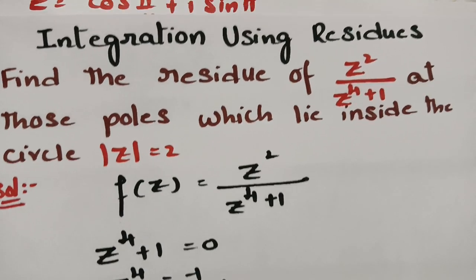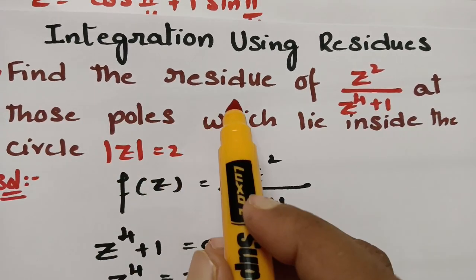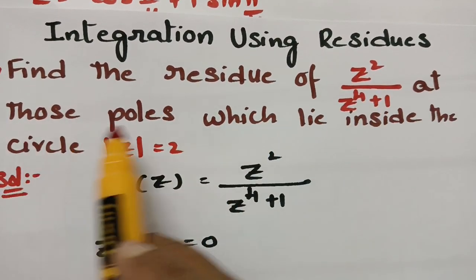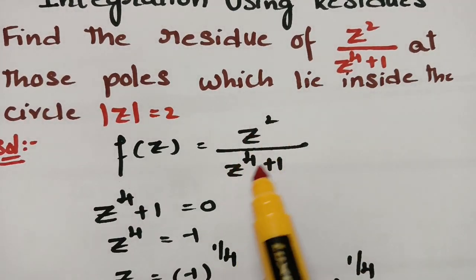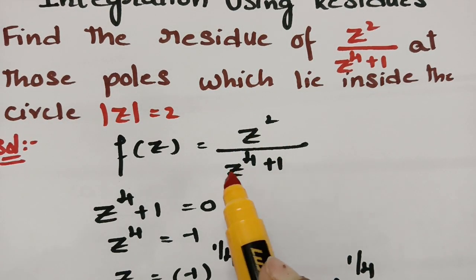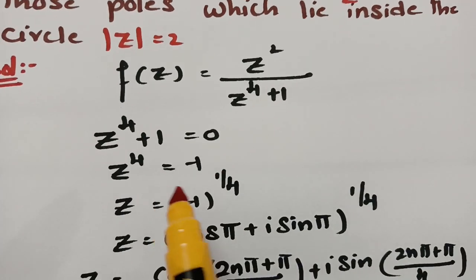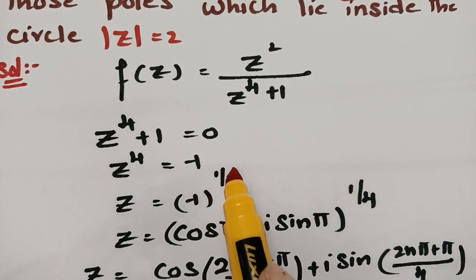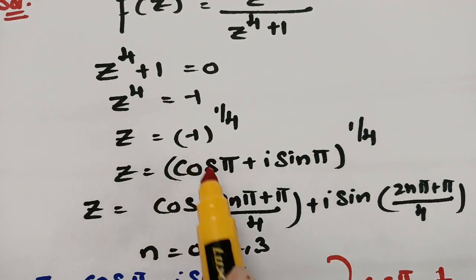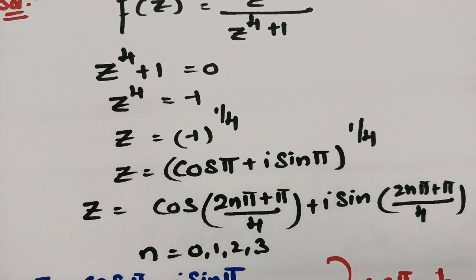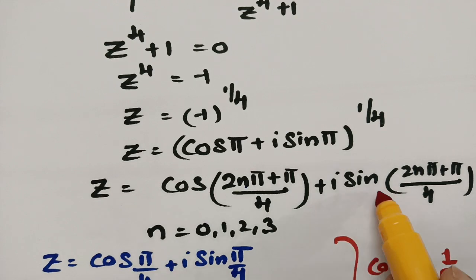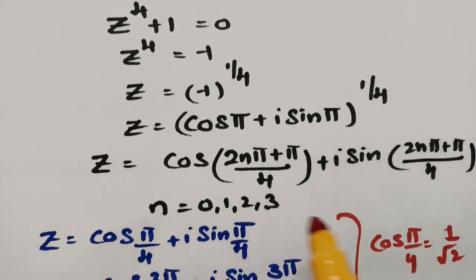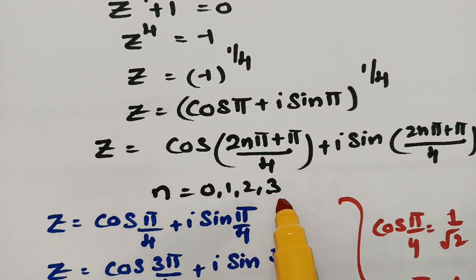See once again, it was asked to find out the residues of the function at those poles which lie inside |z| = 2. So this is the function. In order to get the poles, we have to equate the denominator to 0. After equating the denominator to 0, we can write -1 as cos pi + i sin pi. So in general, I am writing cos(2n pi + pi/4) + i sin(2n pi + pi/4). Here n values are 0, 1, 2 and 3.